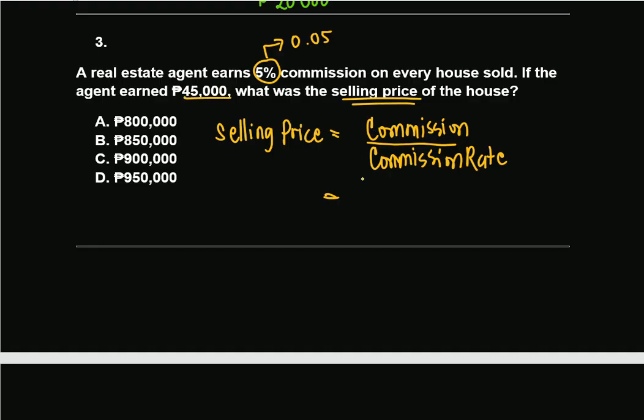And then this one is the commission. So we'll have commission that is 45,000. Then commission rate is 0.05. Okay, so we got 45,000 divided by 0.05, that is equal to 900,000. That is letter C.